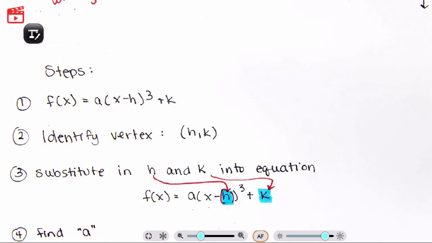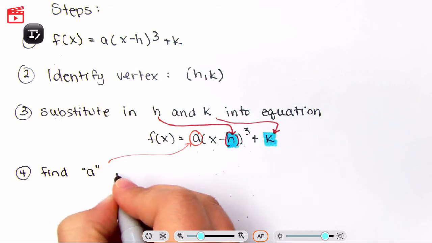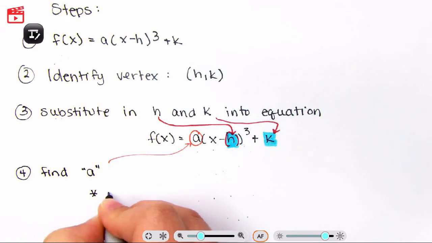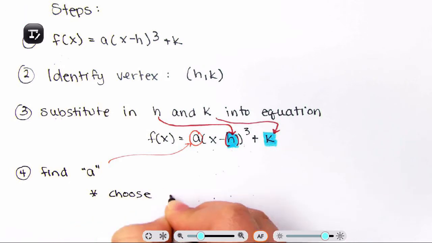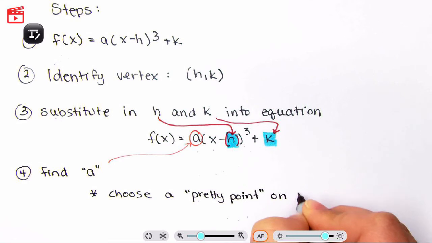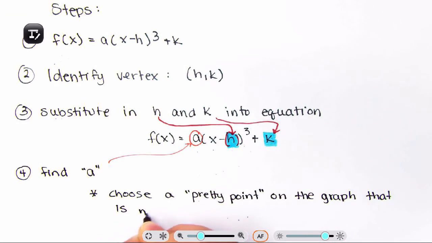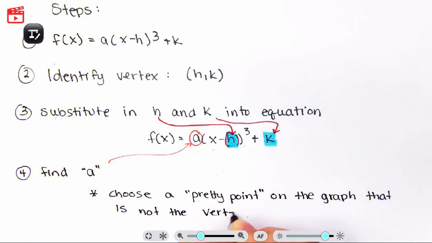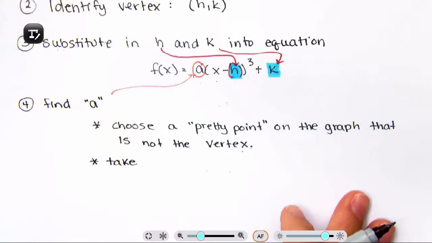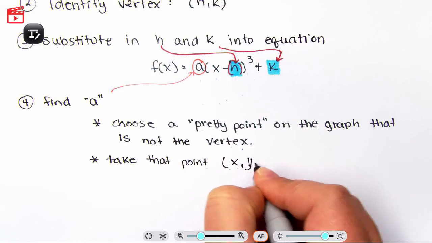Now a is out here right in front. You're going to find a. So how do you find a? You're going to choose a pretty point on the graph that is not your vertex. You're going to take that point. You have an x, and you have a y. That's what we're looking for, y, but that's okay.